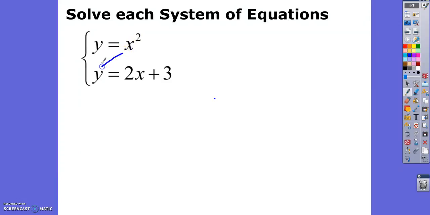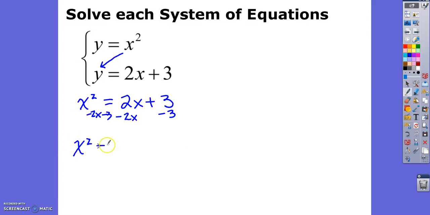So the first thing we're going to do is substitution and replace y with x squared. Well, x squared equals 2x plus 3. And we'll solve this, first of all, since it's quadratic, by setting it equal to 0. The first thing we're going to do is subtract 2x from both sides. At the same time, we'll also subtract 3 from both sides. And we will have this new equation, x squared minus 2x minus 3 equals 0. And this is the one we're going to solve.